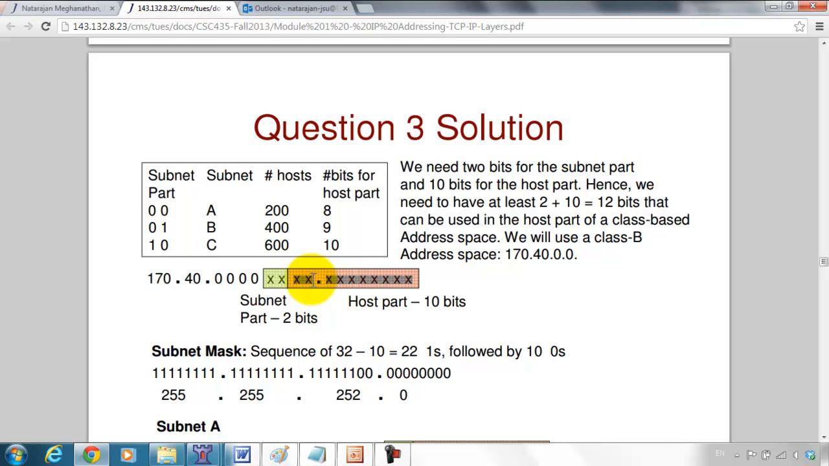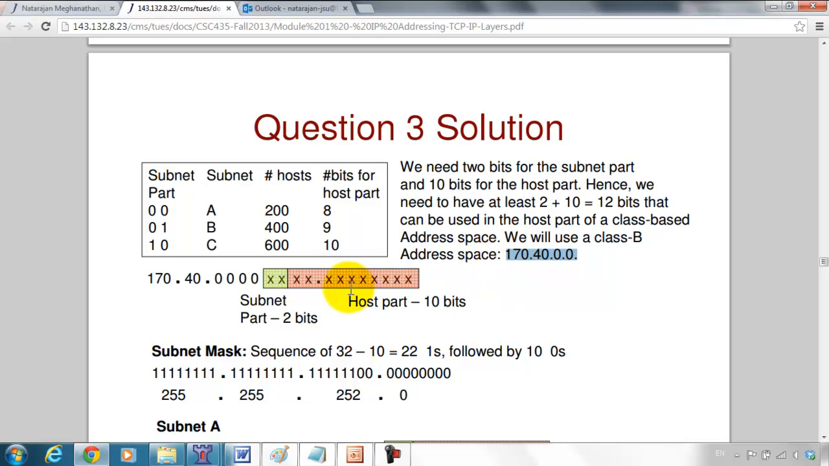class B address space. So by the way, I'll use this class B address space. It's up to you to pick any class B address space. In this example, I pick 170.40.0.0, that's a class B address space. You can pick 143.132 if you want to work with, or any valid class B address space. Of course, pick a public class B address space. So I pick here 170.40.0.0, that's a class B address space.